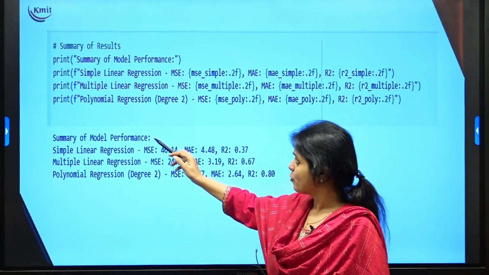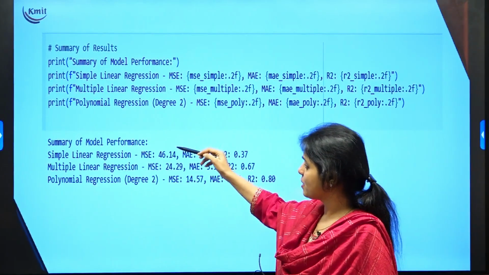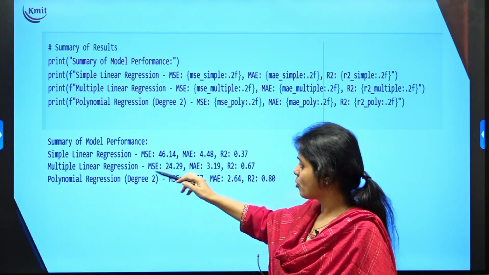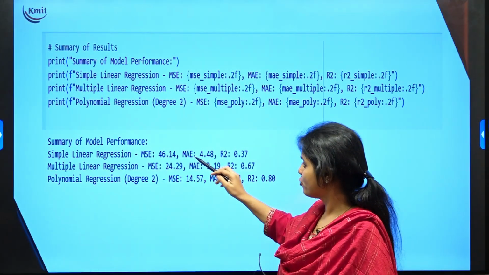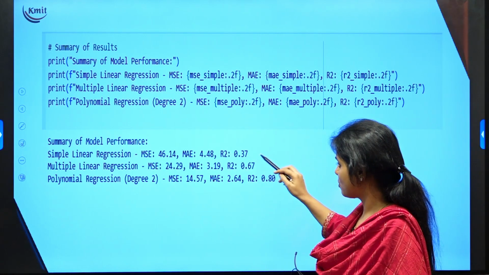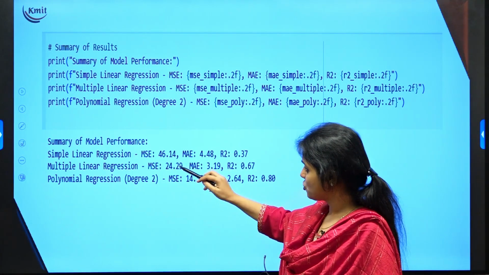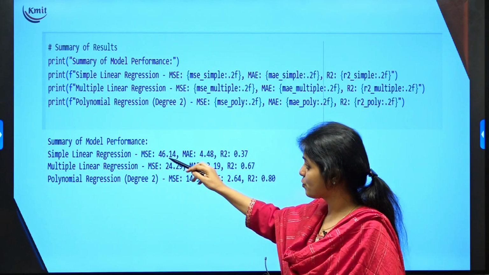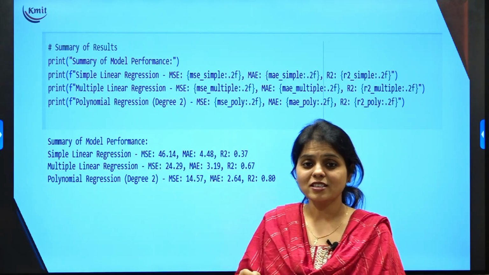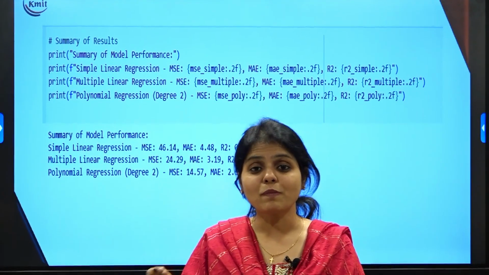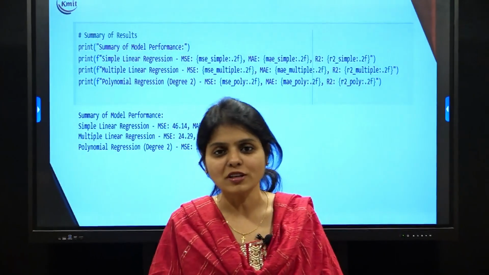Okay. So summary of model performance, I am trying to print MSE, MAE and R square score of all the three models. MSE 46.14, MAE 4.48, R square is 0.37. Here MSE is gradually reduced, the error is gradually reduced from 46 to 24. This is because you have considered predicting the output based on so many features but not just on one feature.